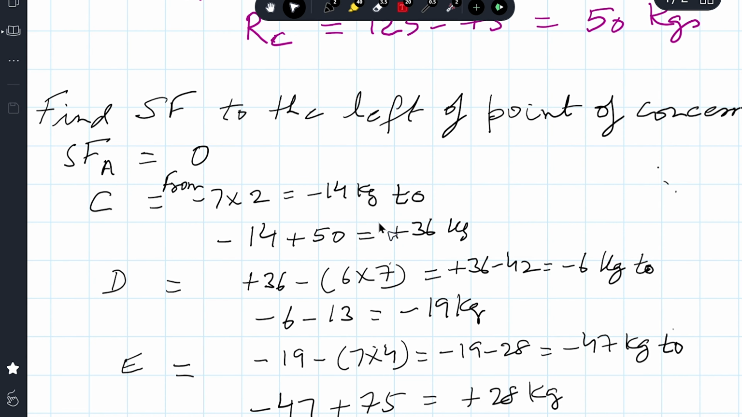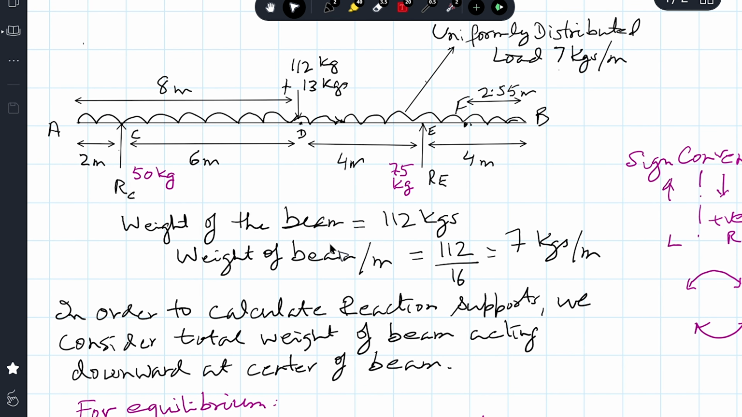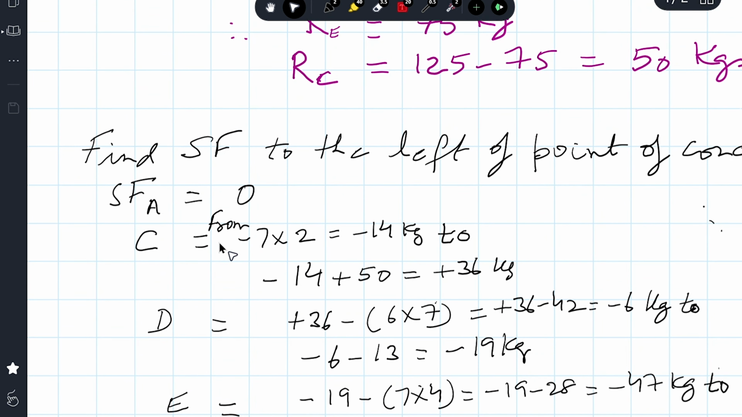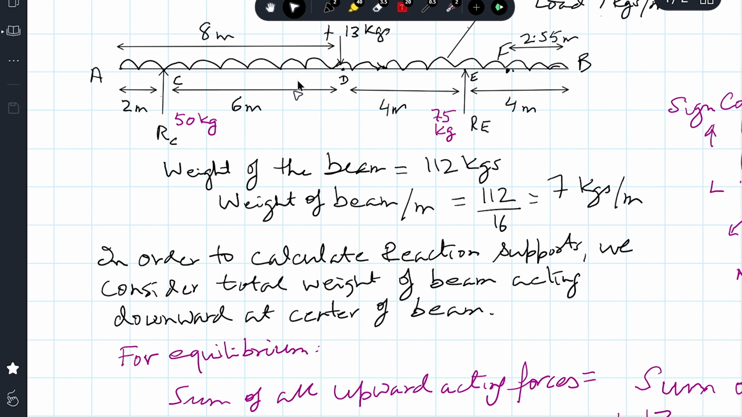The next point will be D. D is the midpoint of the beam. So the algebraic sum of all the forces to the left of D: I have already calculated my forces up to point C, which is plus 36. I carry it forward, and now I just need to focus on the length of beam between C and D, because up to C I have already calculated my forces. So between C and D, the length of the beam is 6 meter. So weight will be 6 into 7, minus 42.